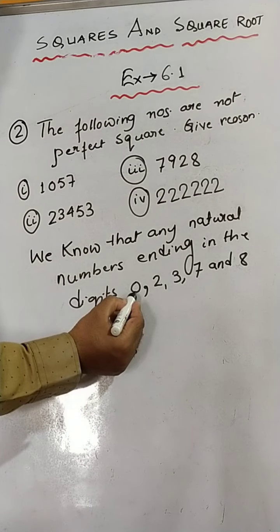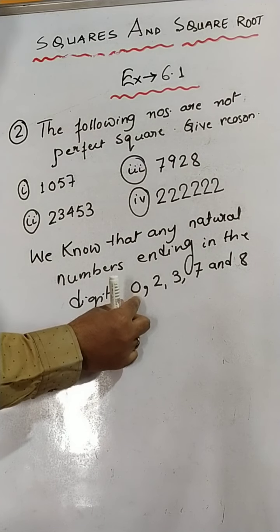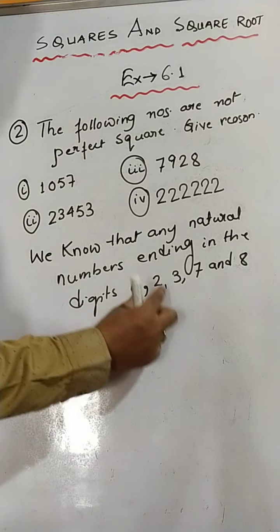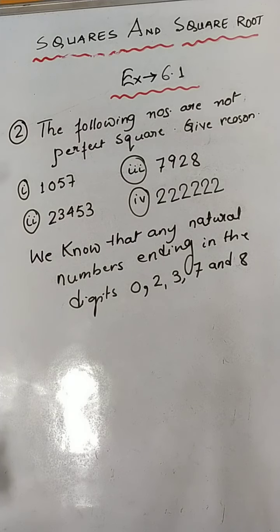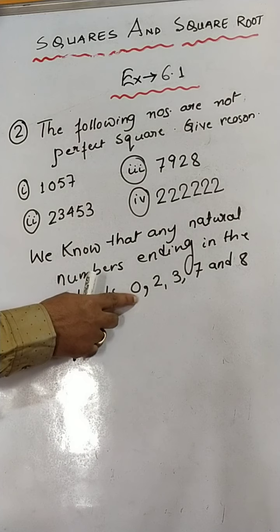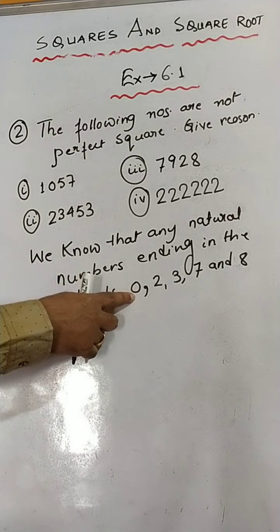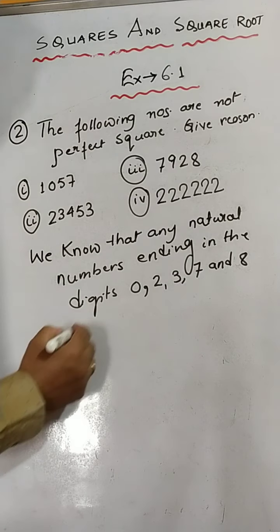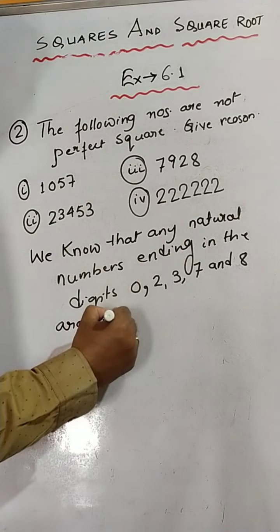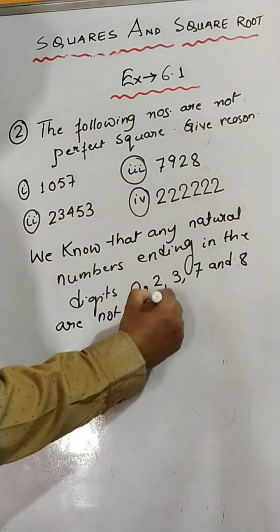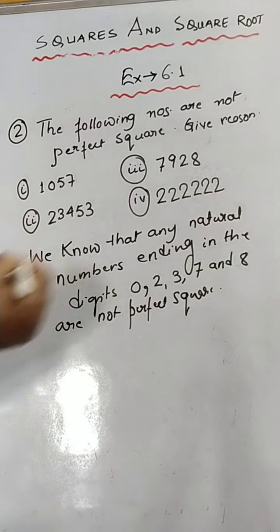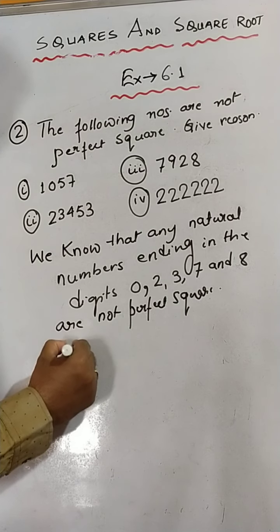Now in case of 0, I said you count how many zeros are there. If there is an even number of zeros, then it could be a perfect square. But if there is an odd number of zeros, then it will never be a perfect square. So in case of 0 it is a little different, but as I said, you have to count how many zeros are there. Now, these are not perfect squares.